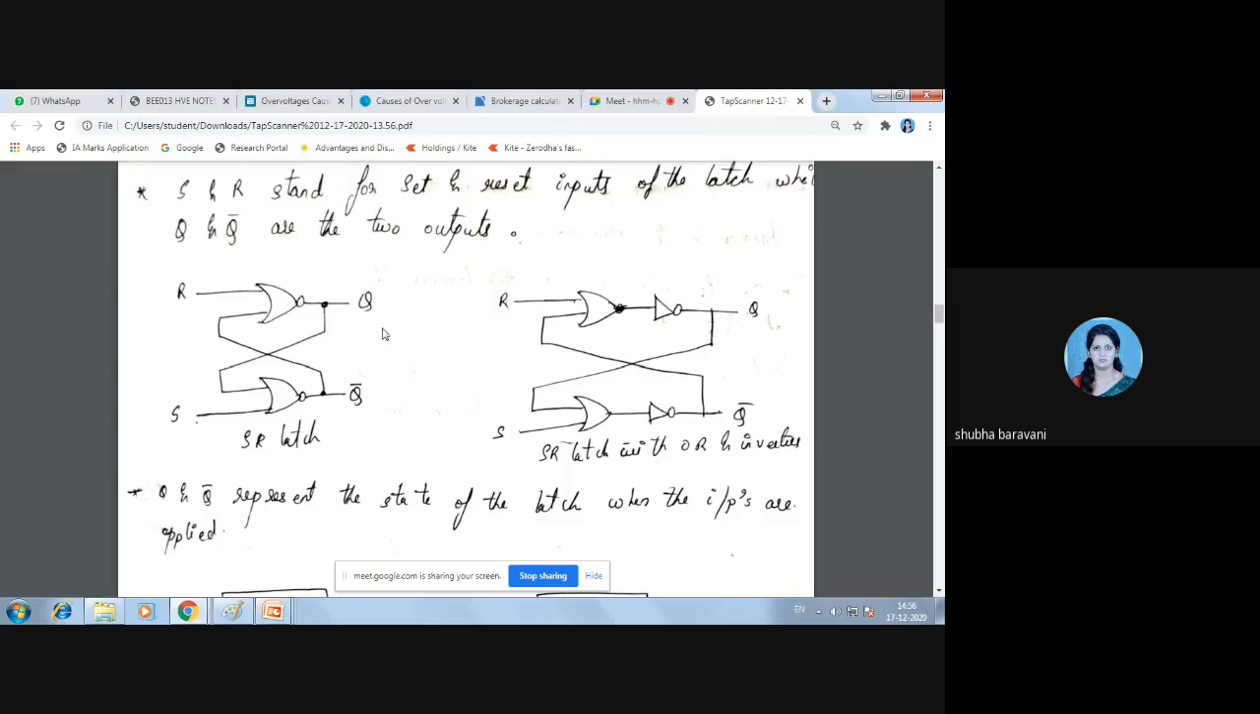So here this is an SR latch with OR and inverters. The same SR latch I have modified. This is a NOR gate and this is an OR gate with inverter. Okay? ये दो डायग्राम क्लियर है? समझ में आ रहा है ये दो डायग्राम? Yes, ma'am. Okay. ठीक है?